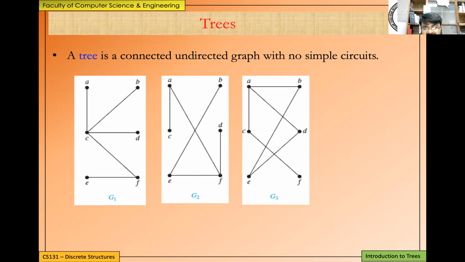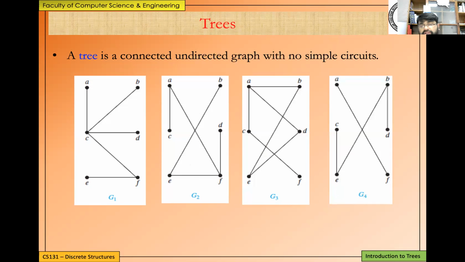This one, on the other hand, is not a tree because there exists at least one circuit here, E, D, A, B, E. That's a circuit, and hence G3 is not a tree by that definition. And if we talk about G4, G4 is also not a tree because it is not connected. We can see that, for example, the vertices A and B are not connected, right? So since they're not connected, this is not a tree.